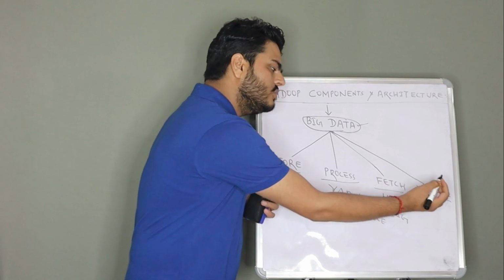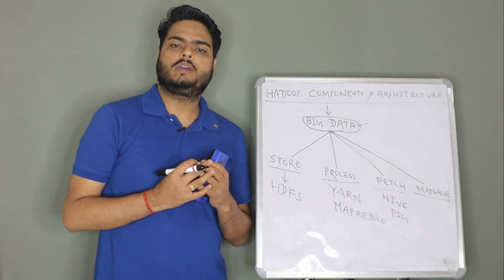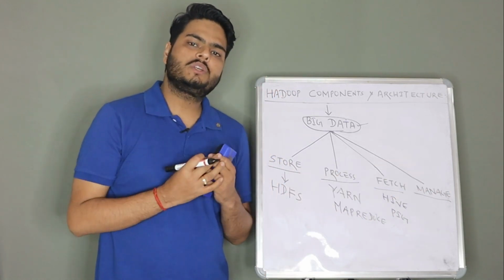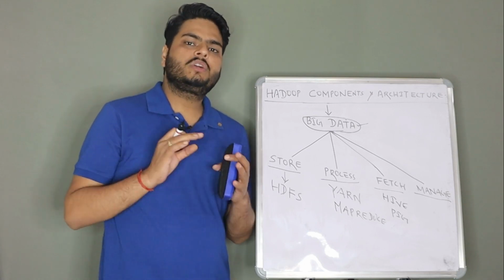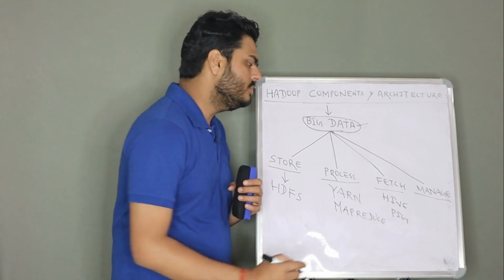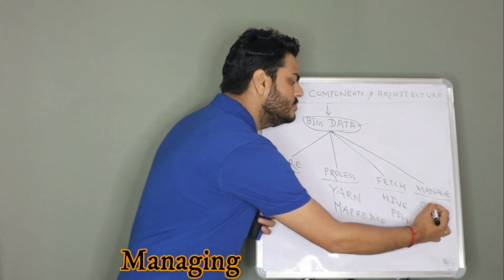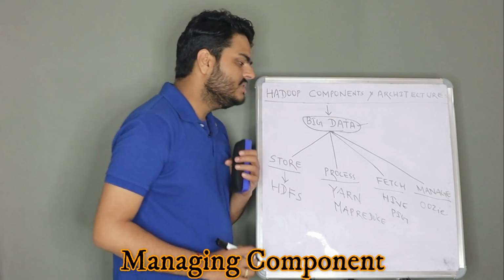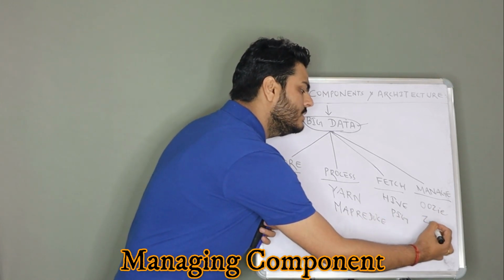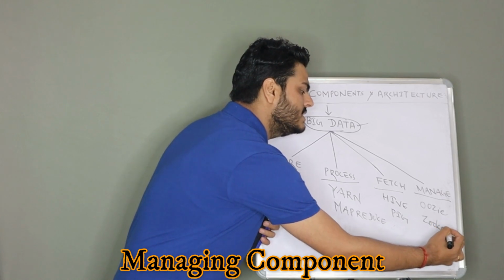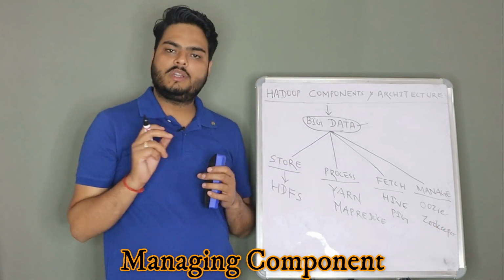And the last component is how you manage the data. If you want to do some modification, if you want to schedule a job, if you want to manage data integrity, how do you do that? The components are Oozie, which is used for managing the workflow, and Zookeeper. Zookeeper is to manage the cluster. What is a cluster? I will discuss in some time.